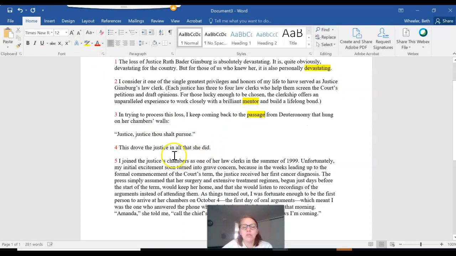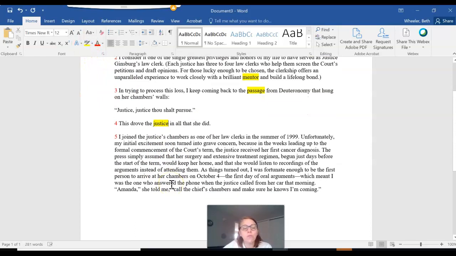Okay, I'll just do one more. What's the focus? Justice. So I'm finding the heart of the sentence. It's more challenging when you get to a full paragraph. There's more narrative here. The author is talking about her experience when she joined. She knew about the cancer diagnosis.